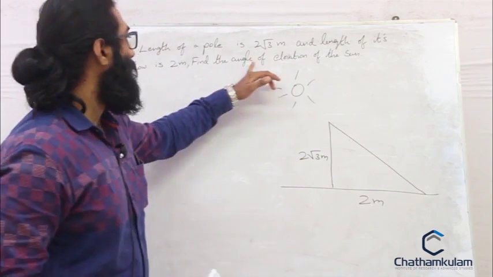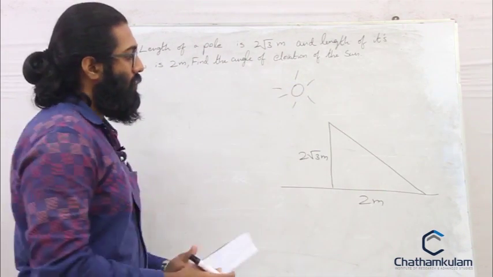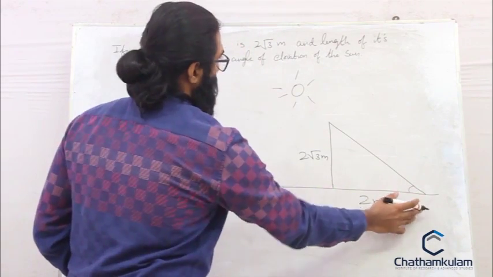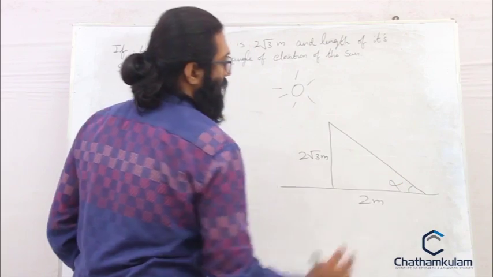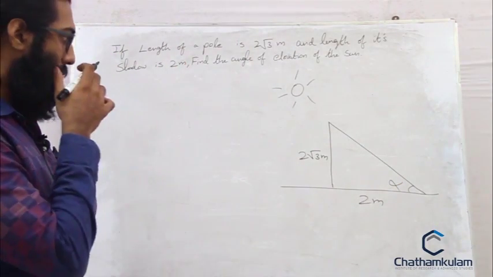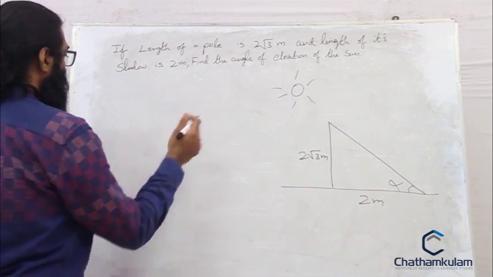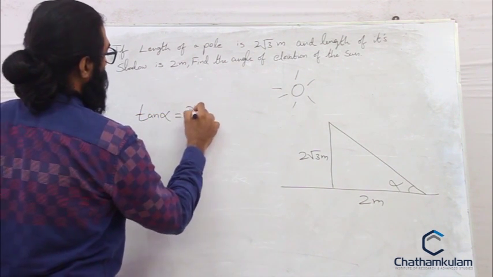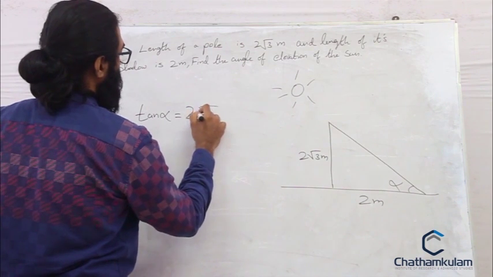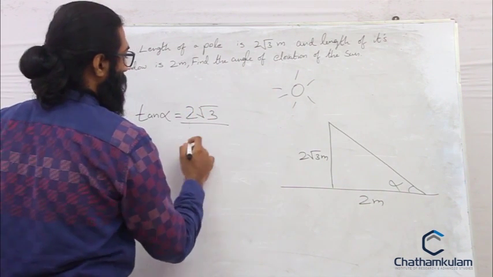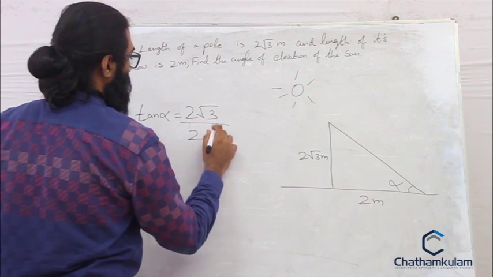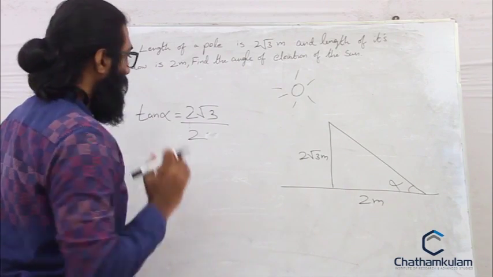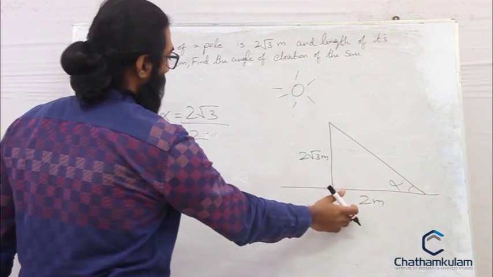So the question is to find the angle of elevation of the sun. This is the angle of elevation of the sun. We can name it as alpha. How to find alpha? We have the formula tan alpha equals 2√3 divided by 2 meter, that is 2. That is, tan alpha equals opposite side by adjacent side.